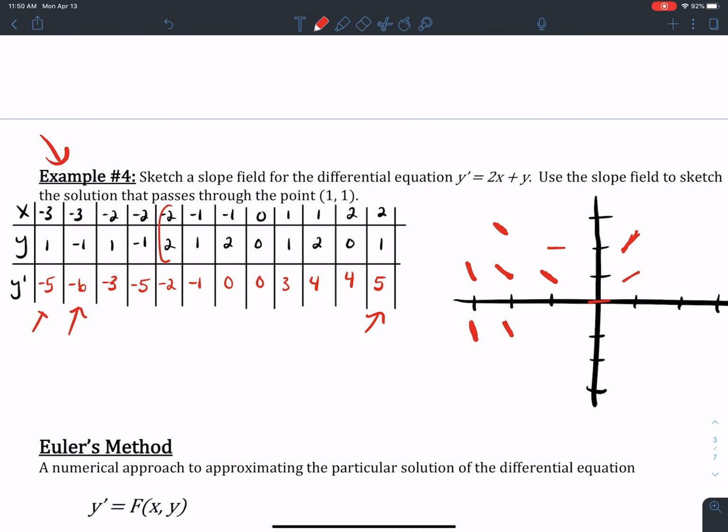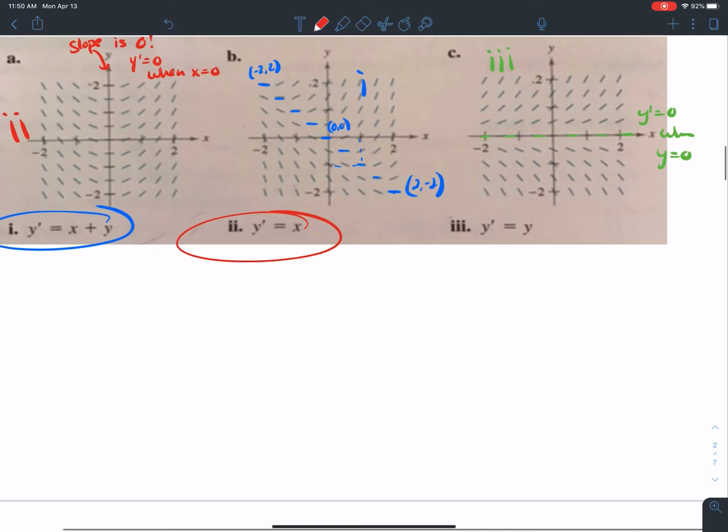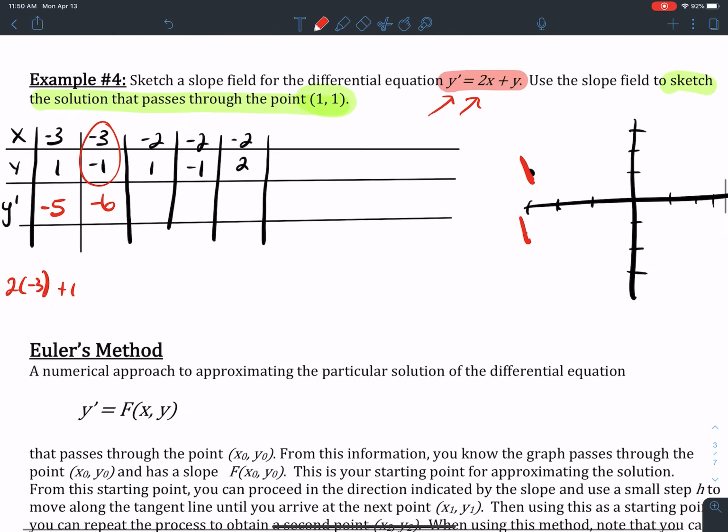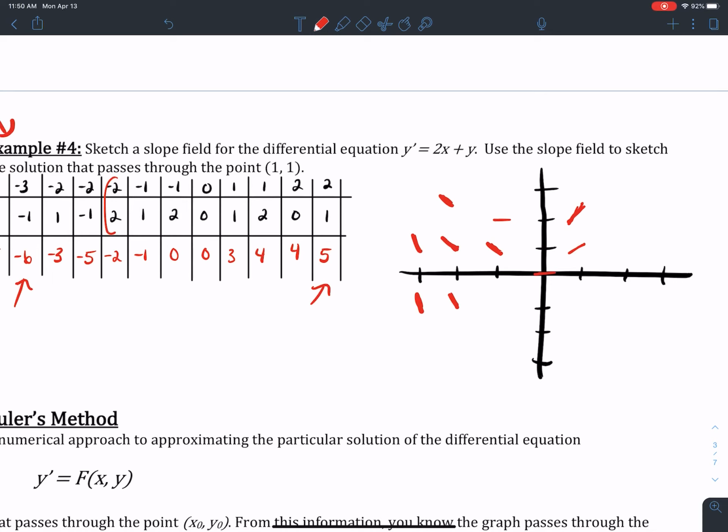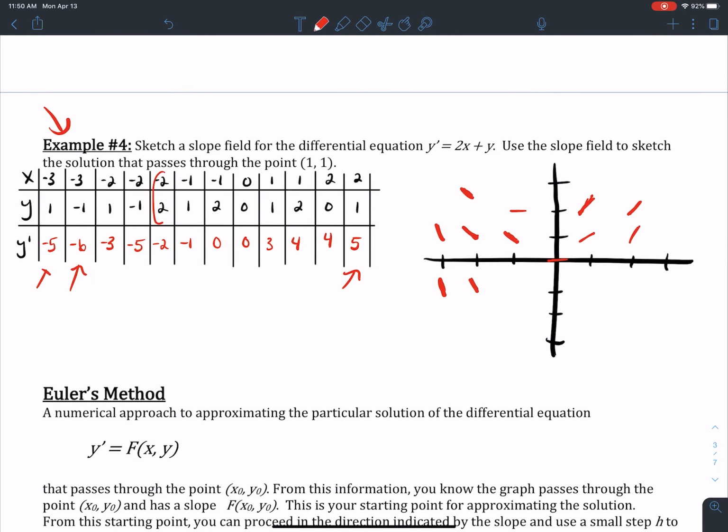At 2, 0, we have a slope of 4. At 2, 1, we have a slope of 5. So you can start to see this slope field kind of making its way in.